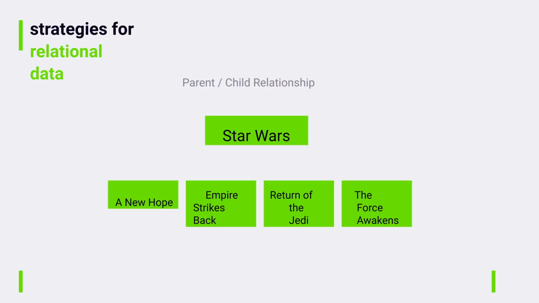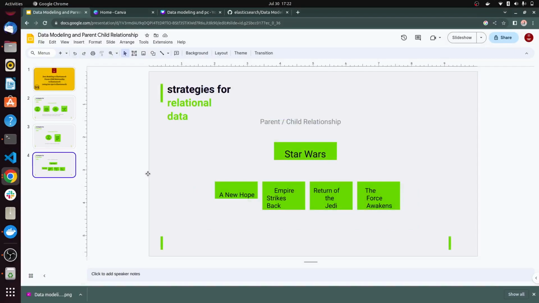I want to create this parent-child relationship where Star Wars should be the franchise and all these movies should be the films that come under this Star Wars franchise. Means franchise should be the parent, and films should be the children in this case. So how can we do so in Elasticsearch?